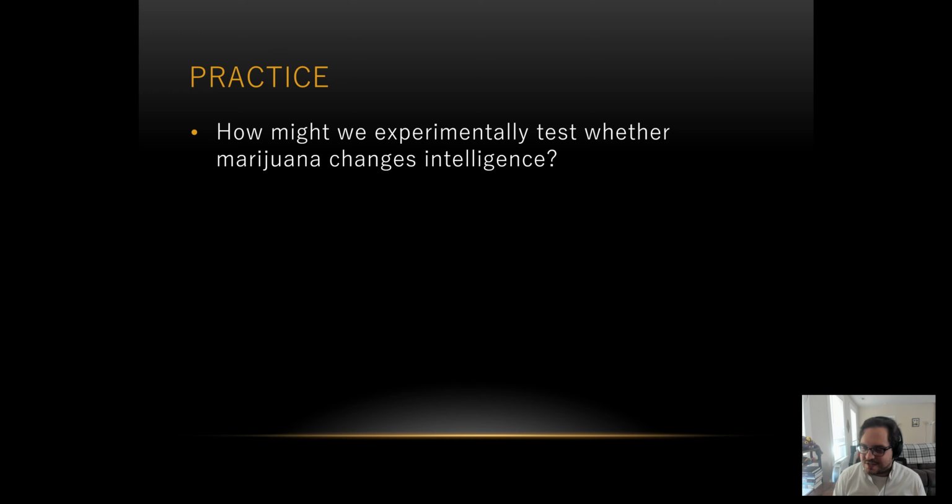All right, this is my first example. I'll give you another example. Let's say that we have this question. How might we experimentally test whether marijuana changes intelligence? Now, I think this is actually an important question to answer because more than ever, THC products, so THC is the active ingredient in marijuana.